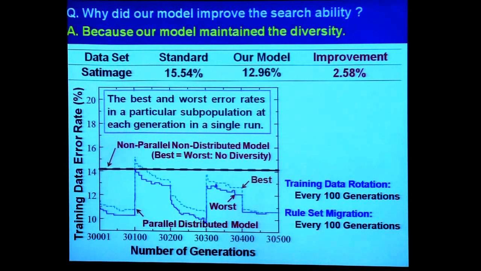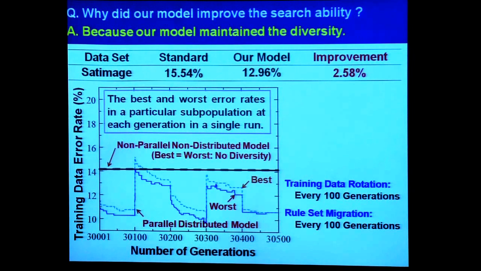This slide shows part of the evolution from 30,000 generations to 30,500 generations. Training data subsets were rotated every 100 generations, so that at each island, new data came every 100 generations. So the environment changes every 100 generations. Results show up and gradually down and change at every 100 generations.